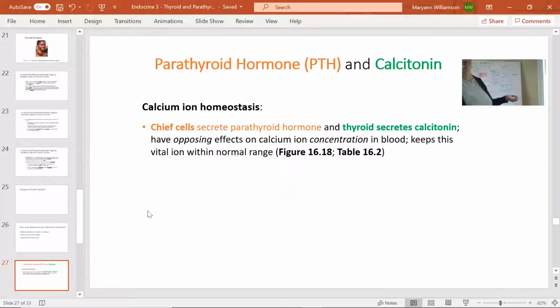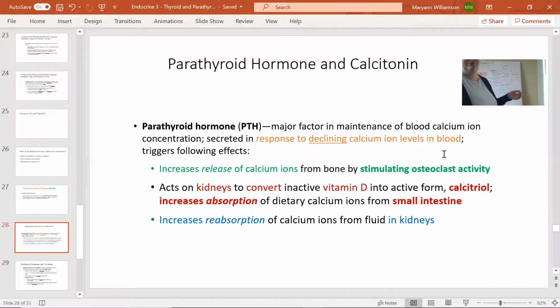All right, so where are they made? Chief cells in the parathyroid secrete parathyroid hormone. I think of calcium, and well, it doesn't sound like chief, but they all start with C, so that kind of helps. The thyroid gland secretes calcitonin. And are they synergists or antagonists? They're antagonists, right? One raises blood calcium levels, one lowers blood calcium levels. Keep us in homeostatic range.